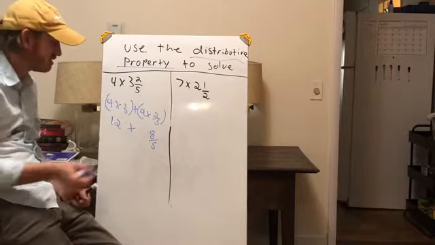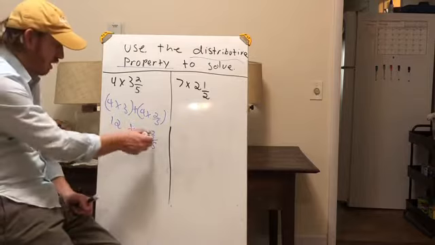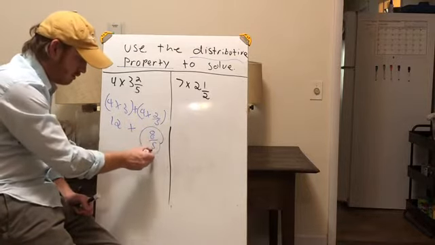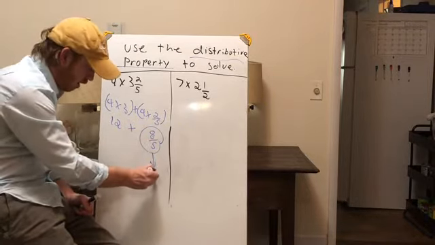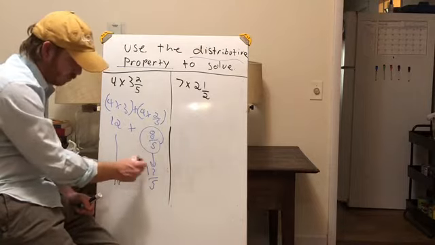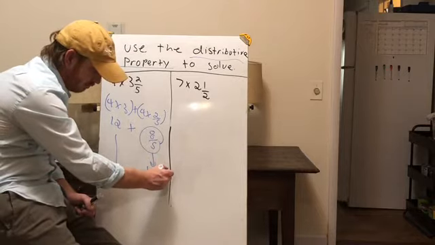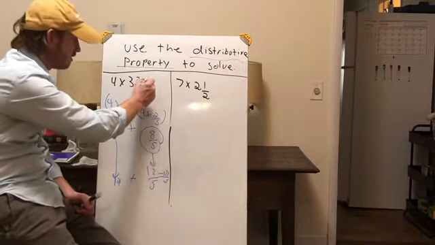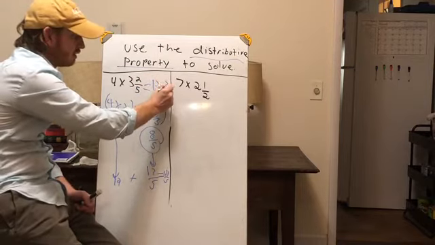And then I notice that 8/5 can be simplified. So I'm going to simplify it into 1 and 3/5. Twelve plus 1 and 3/5 is 13 and 3/5. So 13 and 3/5.